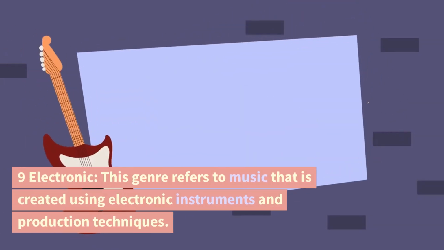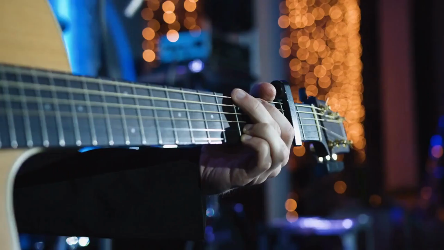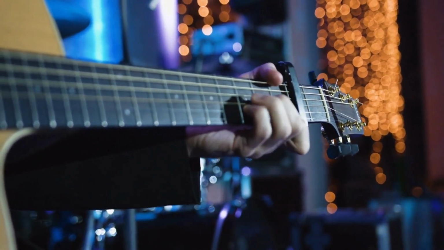9. Electronic. This genre refers to music that is created using electronic instruments and production techniques. Key musicians in this genre include Daft Punk, Aphex Twin, and Deadmau5. 10. Country.